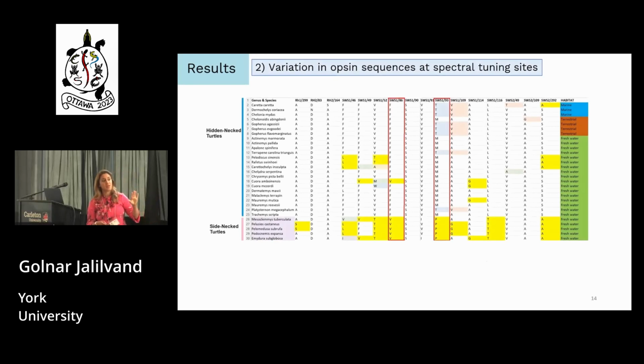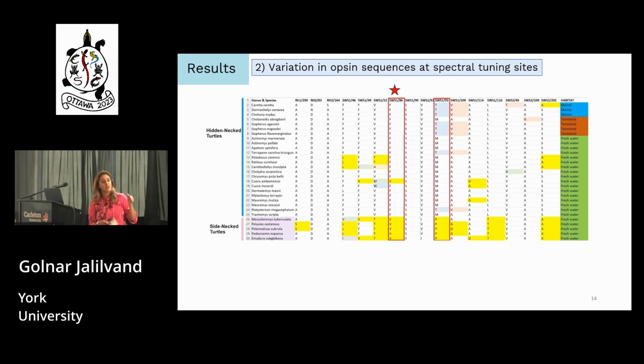Here you can see variation in opsin sequences at spectral tuning sites, and the pink part at the bottom are side neck turtles or Pleurodirans, and on the top here are the hidden neck turtles. There are some slight differences in tuning sites between these two, which are highlighted in yellow.